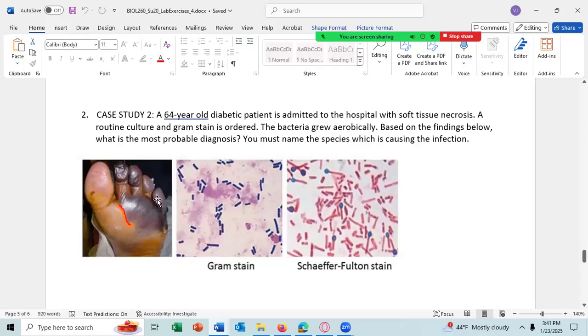So there's the diabetic necrosis. There's the gram stain of the bacteria. You can see they're rods, gram-positive rods. And there's the Schaeffer-Fulton stain. You can look up what that stain stains if you don't remember from the lab, and then list the species causing the infection. Any question about any of that?